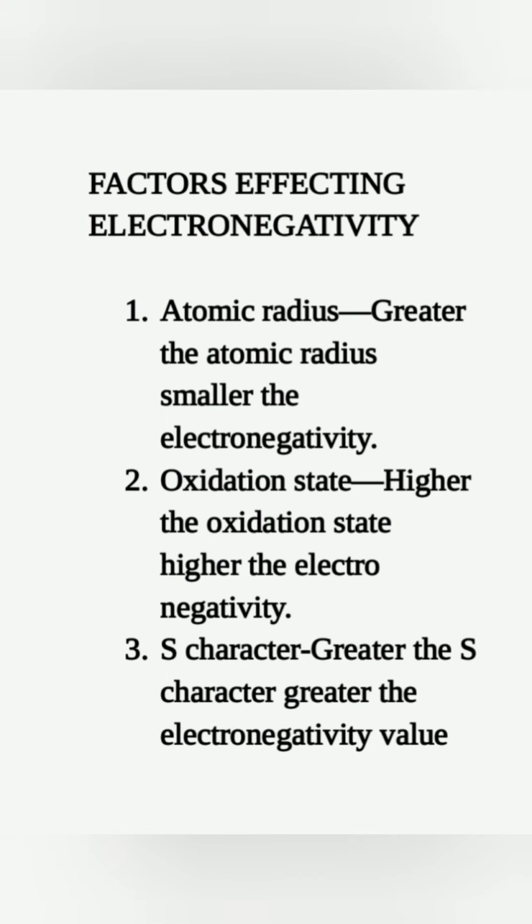Then the next topic is, what are the factors on which electronegativity depends? So the first factor is the atomic radius. Greater the atomic radius, smaller the electronegativity. Greater the atomic radius, smaller is the electronegativity. Second factor, oxidation state. We know higher the oxidation state, higher the electronegativity value.